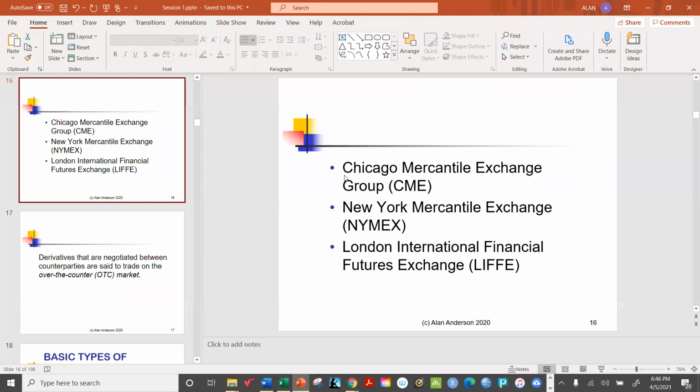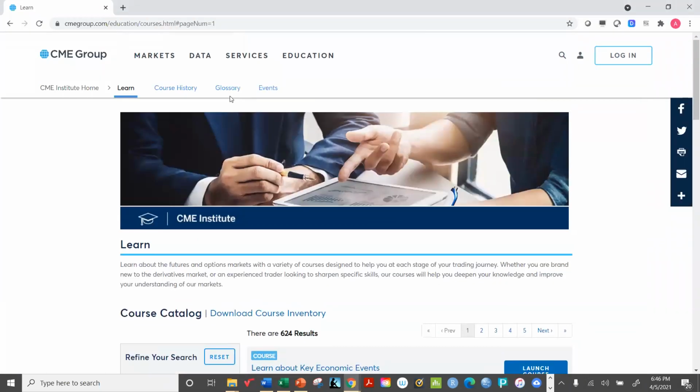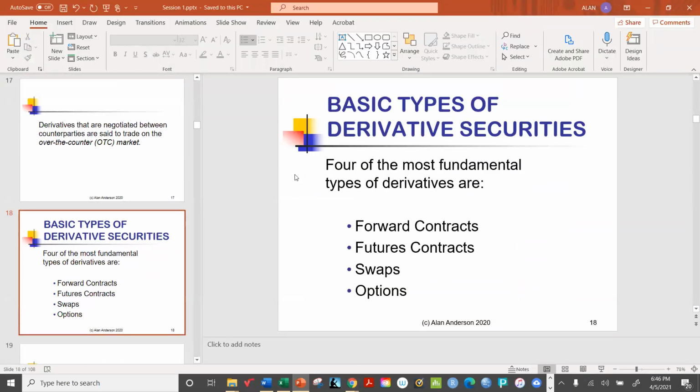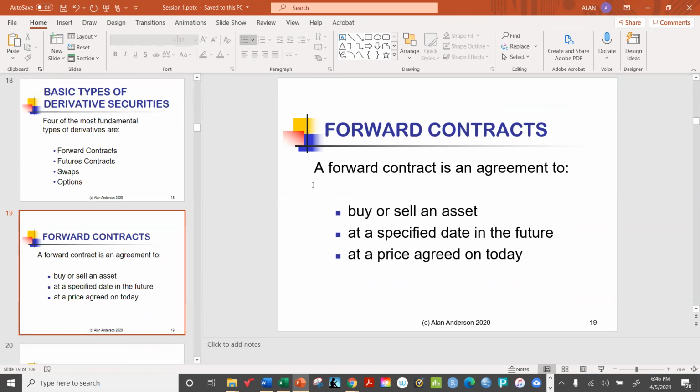All right, anyway, but yes, you can download all this stuff for free if you want to learn more about all these different products. And so anyway, the basic types, as I said before, are forwards, futures, swaps, and options. And so we're going to start, of course, with forwards.